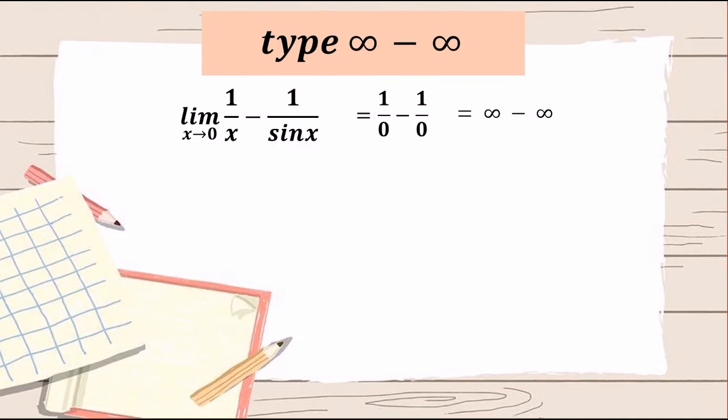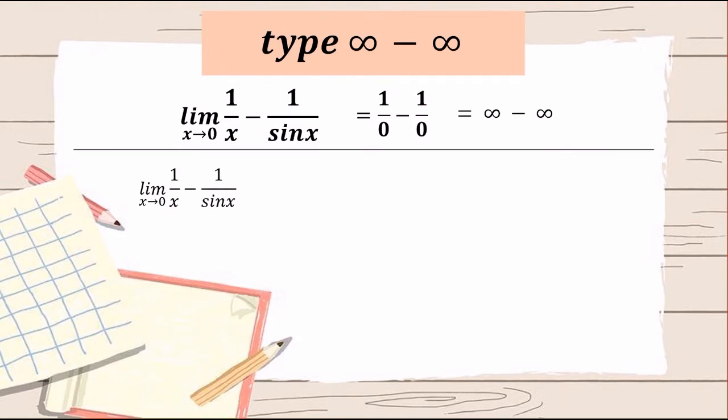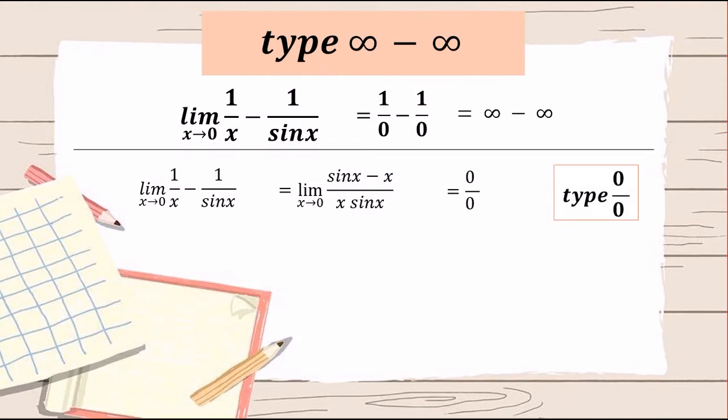We can combine the two fractions by cross multiplying. So 1 times sine x is equal to sine x, minus 1 times x equals x. Then multiply the denominators together, so we have x times sine x. And then if we plug in 0, it would be 0 over 0. And now we can use L'Hospital's rule. So we need to get the derivative of the numerator and denominator.